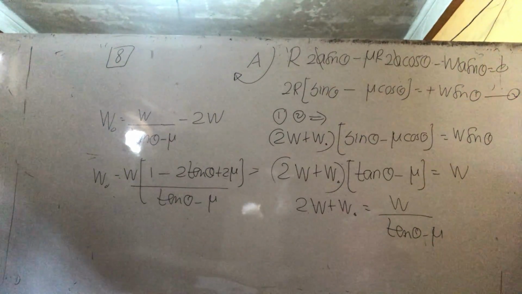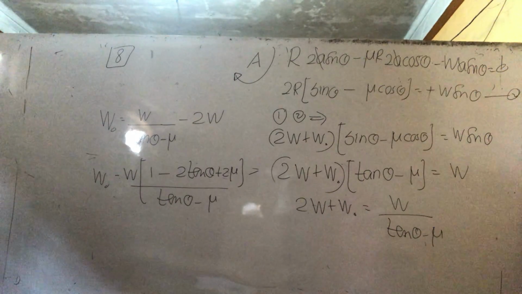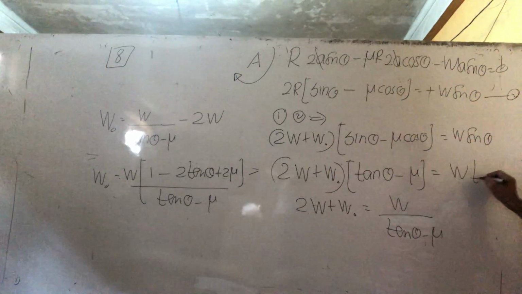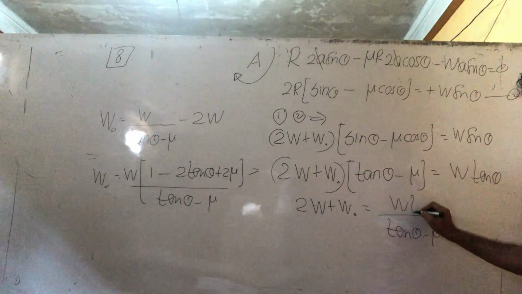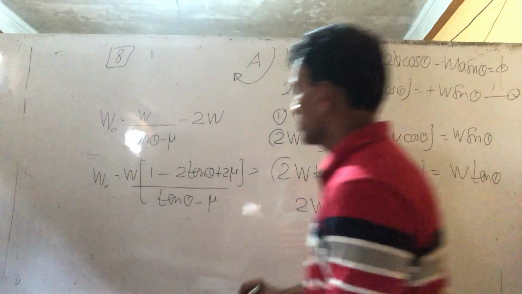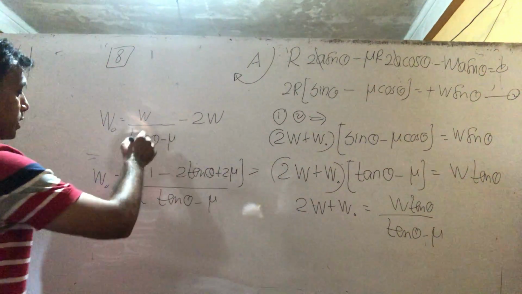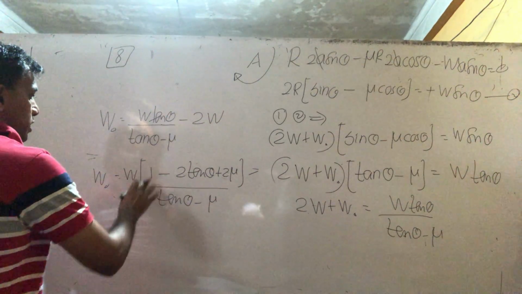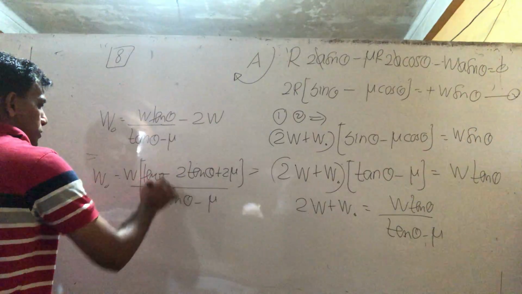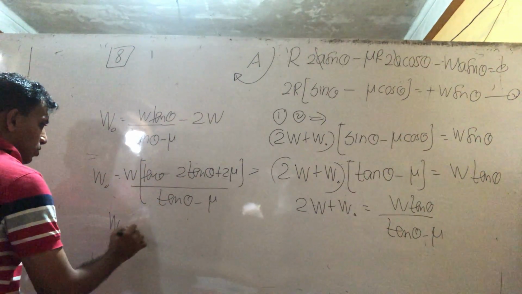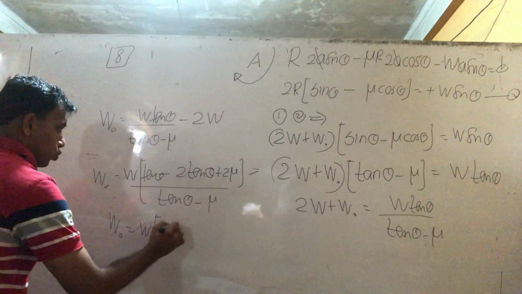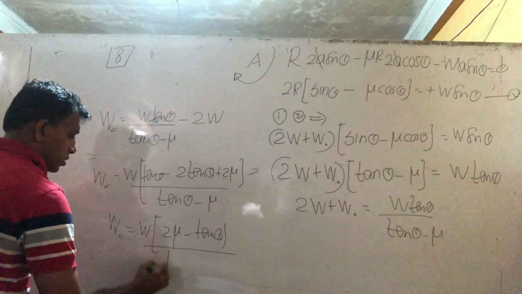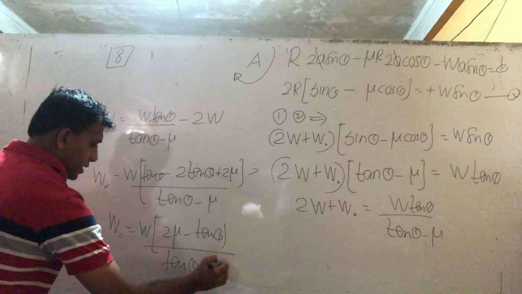Check down, so check W tan theta. See the sign, divide by cosine. So here tan theta. Therefore, in this case, W naught equals W into (2 mu minus tan theta) over (tan theta minus mu).